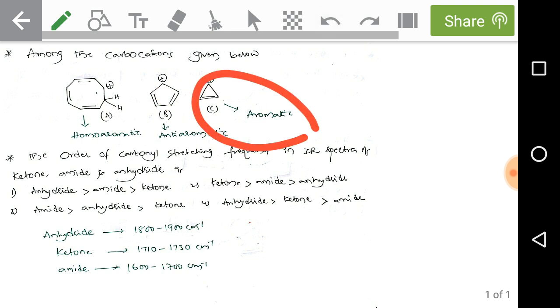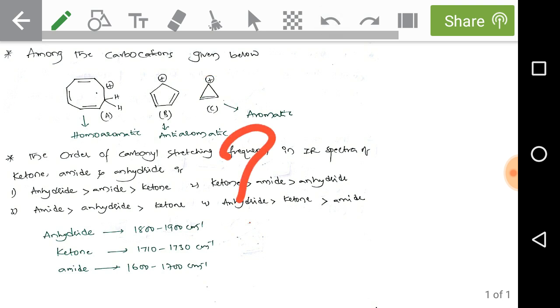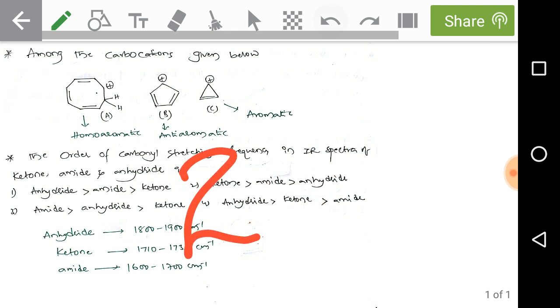And if you look at the third one, one double bond is delocalizing with the positive charge, so 2 pi electrons are observed here. So 2 pi electrons, 6 pi electrons, 10 pi electrons are aromatic in nature. Okay, right, that's why the third one is aromatic in nature.